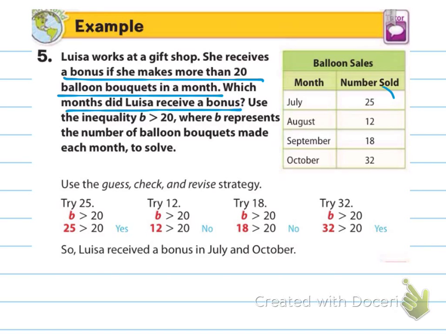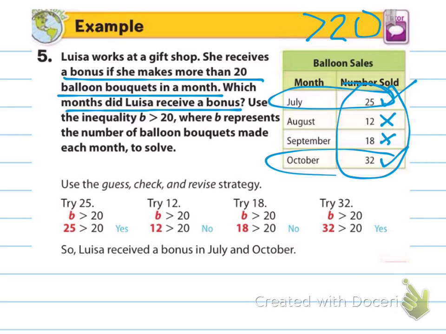So we're looking for these numbers that are more than 20. Okay, so we're looking for greater than 20. So really it should be pretty simple. You just go through. 25, she is above 20, so that's a check. 12, she's not above 20. 18, not above 20. 32 is above 20. So she made a bonus in July, and she made a bonus in October. Okay? And that's all because we're looking to see which months she made more than 20.